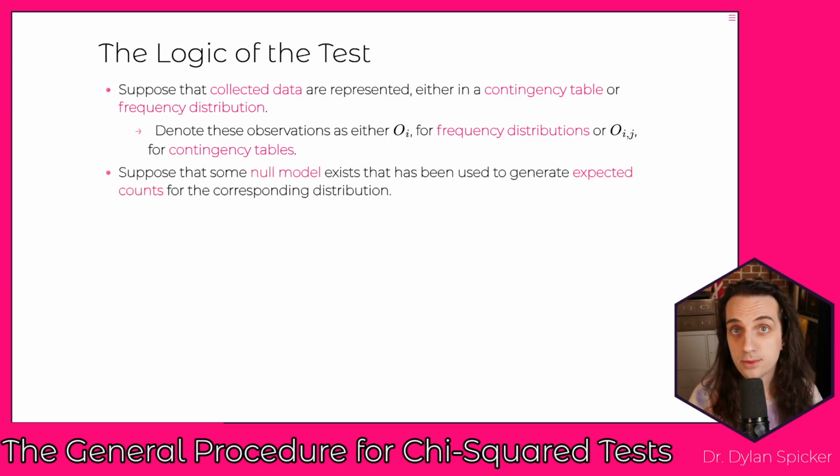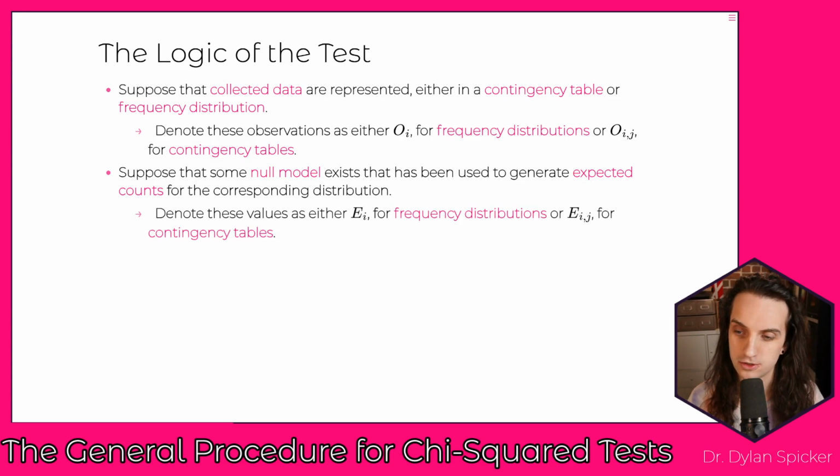Now, suppose that we have a null model of some sort that's going to be used to generate expected counts for the corresponding distribution. The null model is going to come from some observation or some hypothesis about the world, be that a concrete distribution or the assumption of independence or something else, and that is going to give rise to a probability distribution. That probability distribution can be used to calculate the expected counts for the number of observations we would expect to see in our frequency distribution or contingency table.